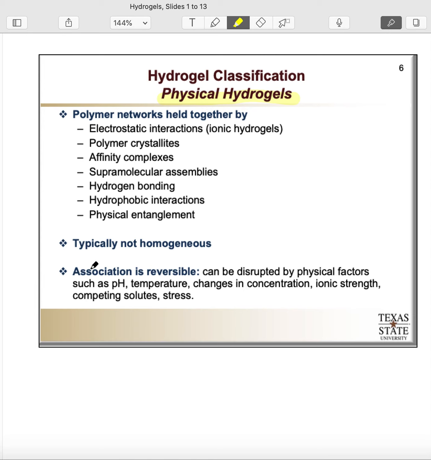Now, importantly, the association in these physical hydrogels is reversible, meaning that we can disrupt those crosslinks through changing some of the conditions that are surrounding that material. For example, changing the pH, the temperature, the concentration of the polymers themselves, the ionic strength, or the presence or absence of competing solutes, and mechanical stress as well.